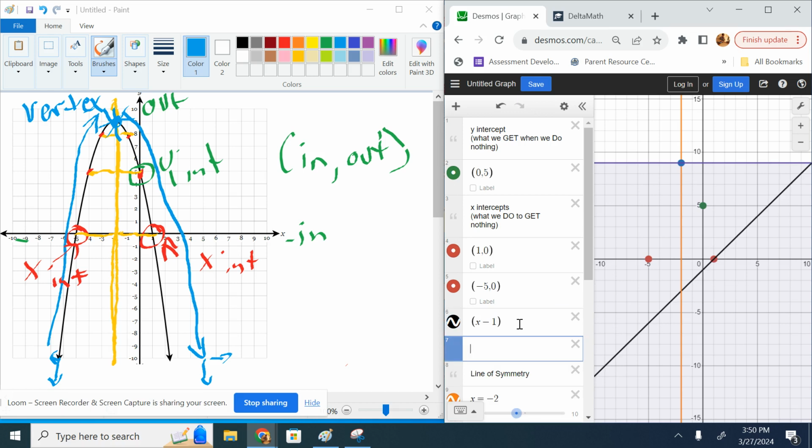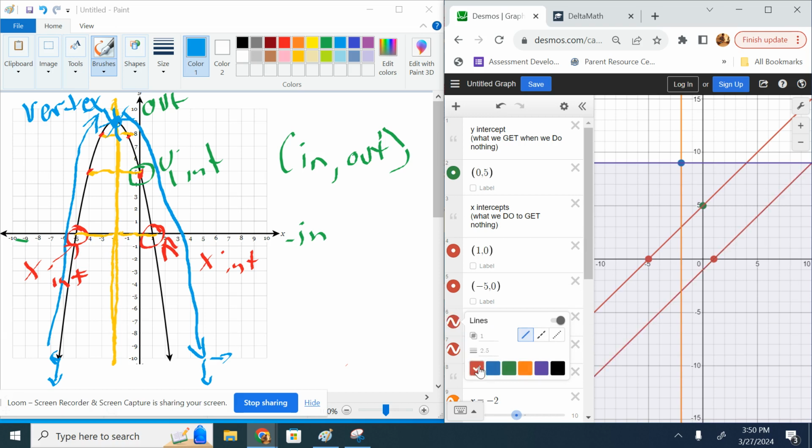Okay. If I do the same thing for the other point, assuming that my x is -5, if I have a -5, what do I do to get 0? I'm going to add 5 to that. Notice it goes through the other point. I'm going to change the color to red so we're consistent here. It's my equation based off of the x-intercepts.